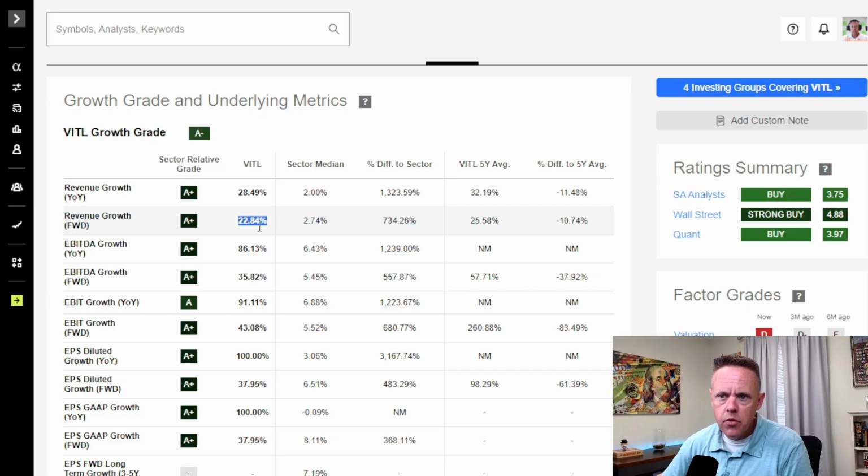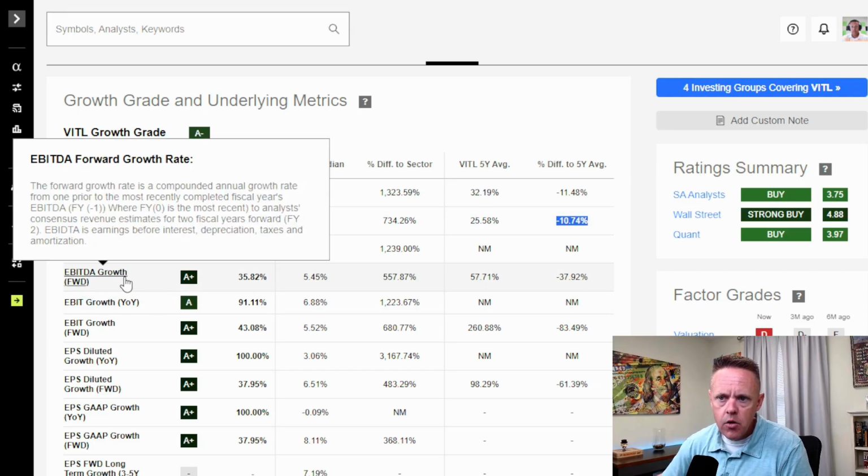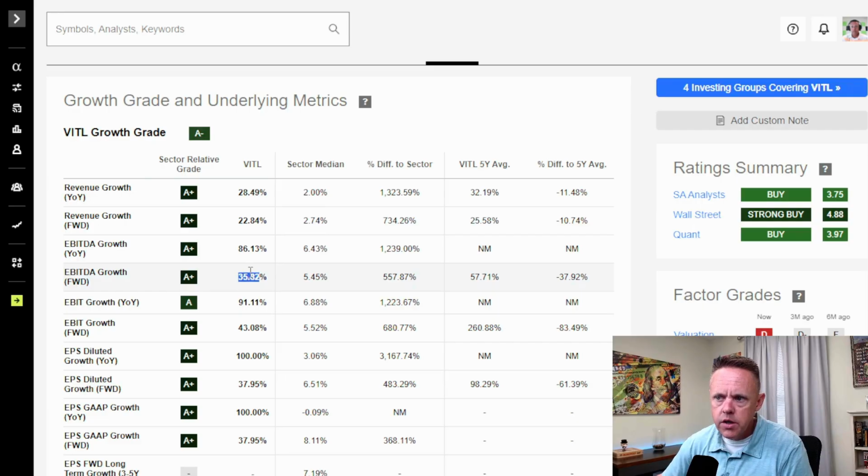22% is the projected, so we'll just call it 23%. The 5-year average is 25%, so that's down on the 5-year average by about 10%. EBITDA growth forward, we'll call it 36%. That is down from a 57% 5-year average. So a little dink in the armor, if you will, there.